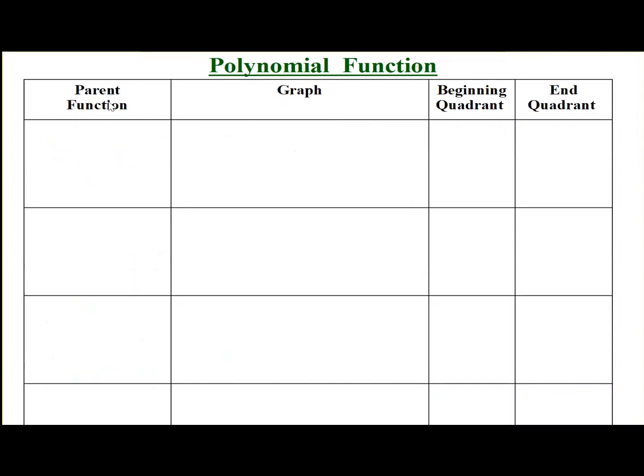And we're going to write parent function, graph. Next column is beginning quadrant, and the next column end quadrant. So the first column, parent function, next column, graph, next column, beginning quadrant, last column, end quadrant. And for each row here, there should be 4 empty rows. Leave about 6 lines of space because we're going to need plenty of space to graph. Okay? Prep that, please. I'll give you some time. Ready? Go.